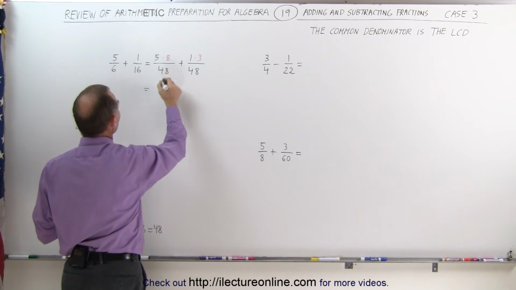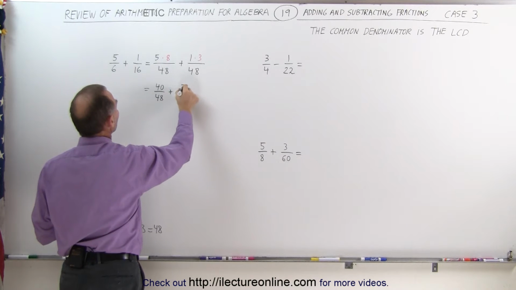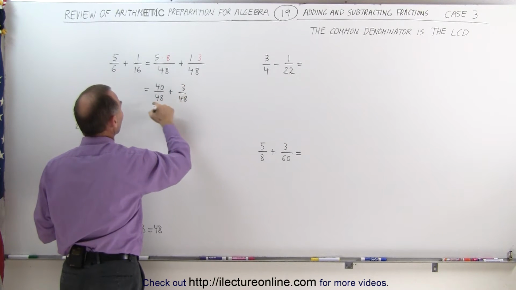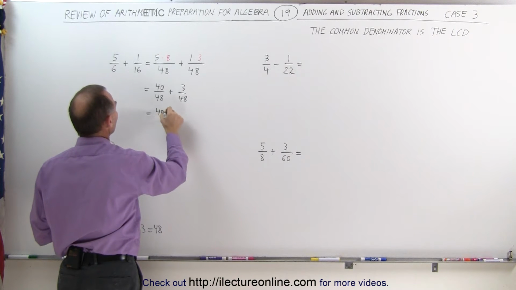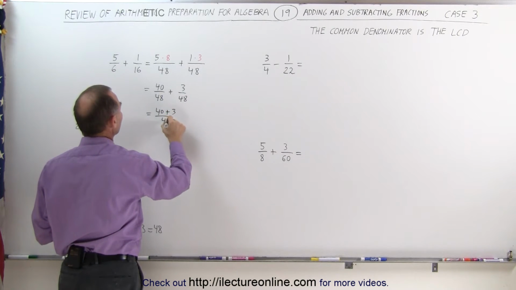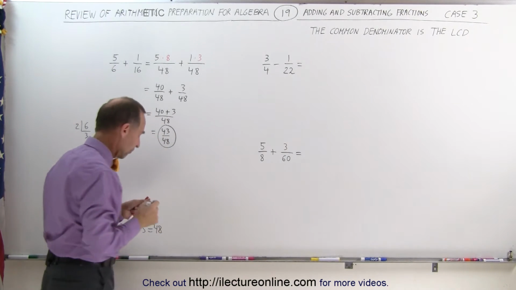This becomes 5 times 8, which is 40, divided by 48, plus 3 divided by 48. And now since I have the same denominator, I can simply add the numerators, 40 plus 3 over 48, which means I get 43 over 48, which is the sum of these two fractions.